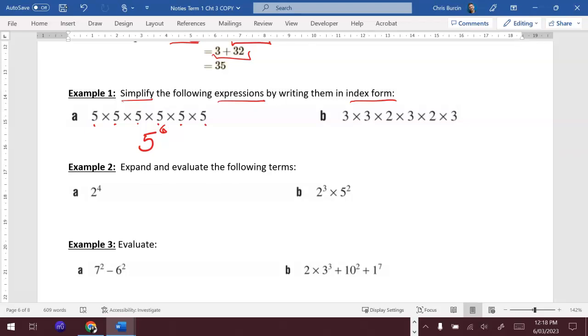Now this one we have a little bit of a connection. We've got a little bit of a pattern going. We have some 2's, and then we have some 3's as well. So how many 2's do we have? We have 2. So remember, in multiplication, we can put these in any order.